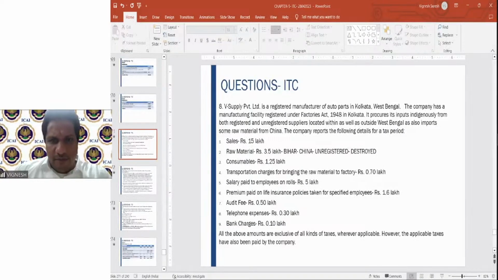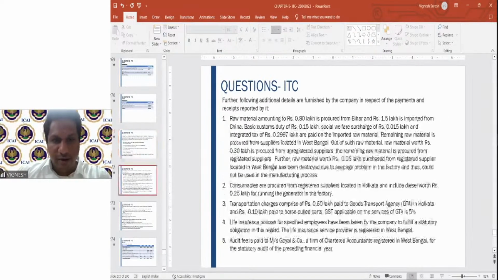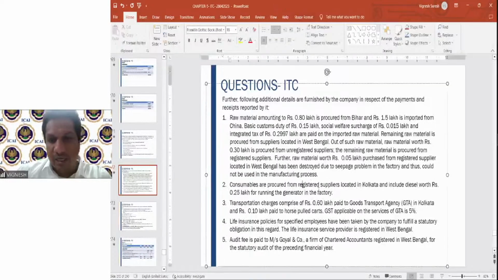Then once you complete the raw materials, we come to consumables. That is the second part of the question. If you go to consumables, 1,25,000 is mentioned. From 1,25,000, diesel of 25,000 is there. So remove diesel 25,000. It will be 1 lakh, straight away 9% CGST, SGST, because he says registered in Kolkata only, so CGST, SGST will be applicable.